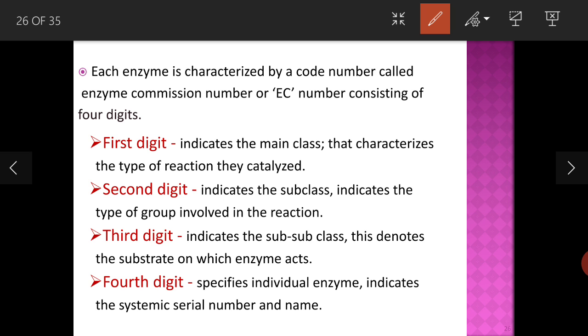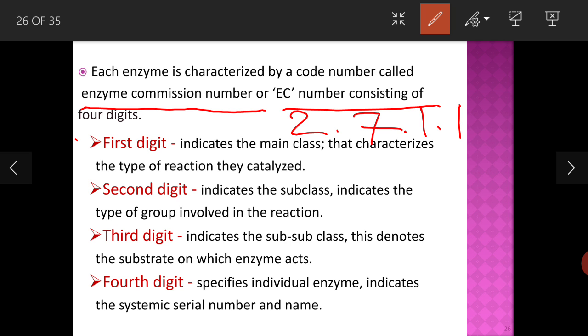Here each enzyme is characterized by a code number, the enzyme commission number or EC number, consisting of four digits, for example 2.7.1.1. The first digit indicates the main class the enzyme belongs to, characterizing the type of reaction it catalyzes, for example oxidation reduction, transferring or hydrolyzing. The second digit, here 7, indicates the subclass, the type of group involved in the reaction, which group it is transferring.